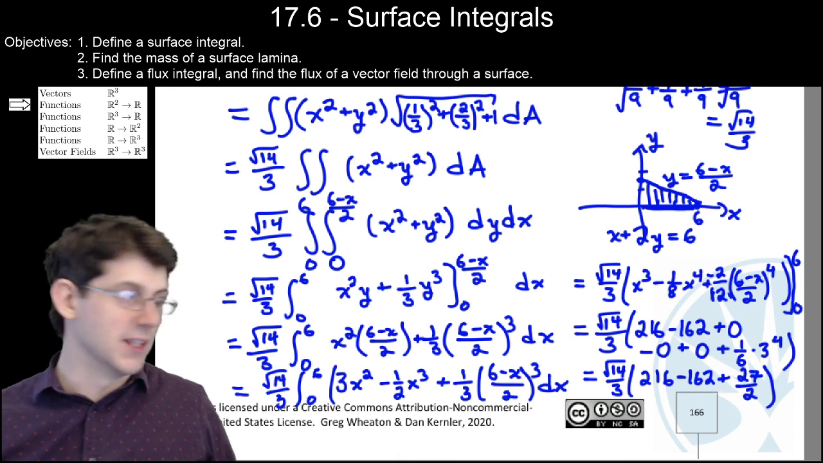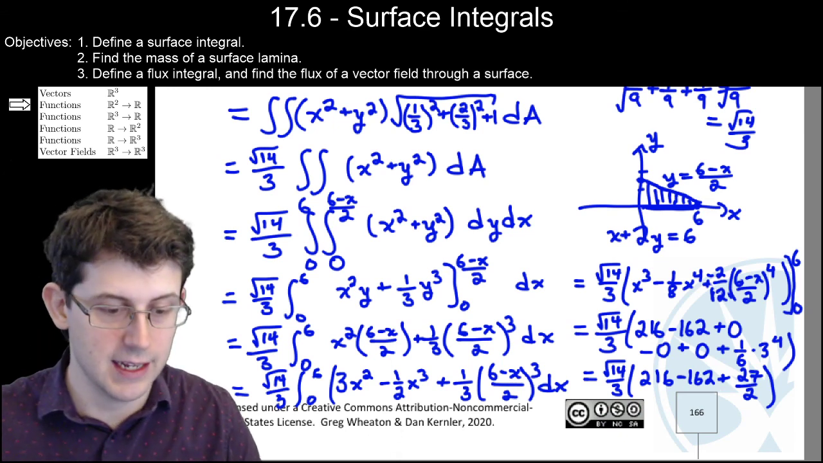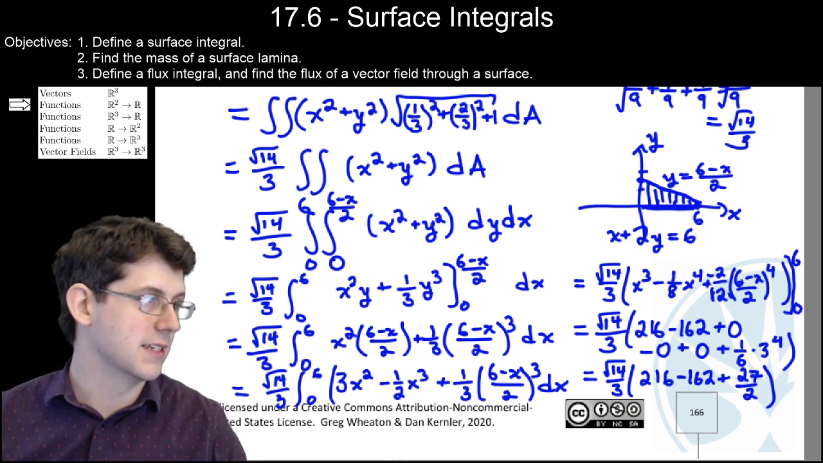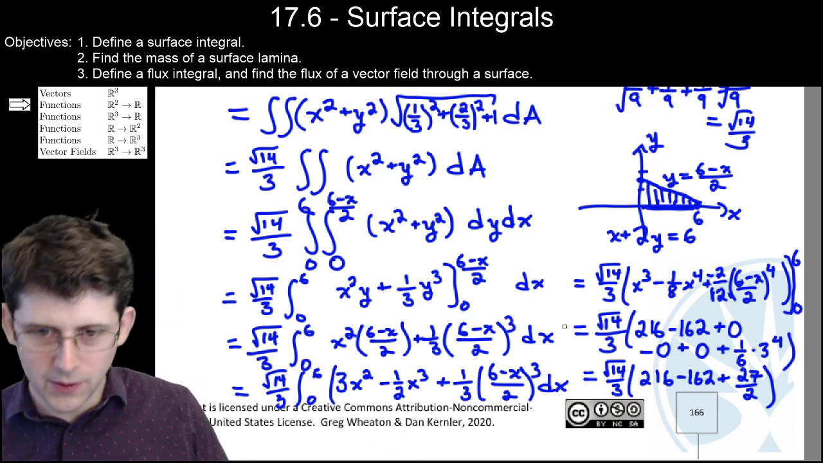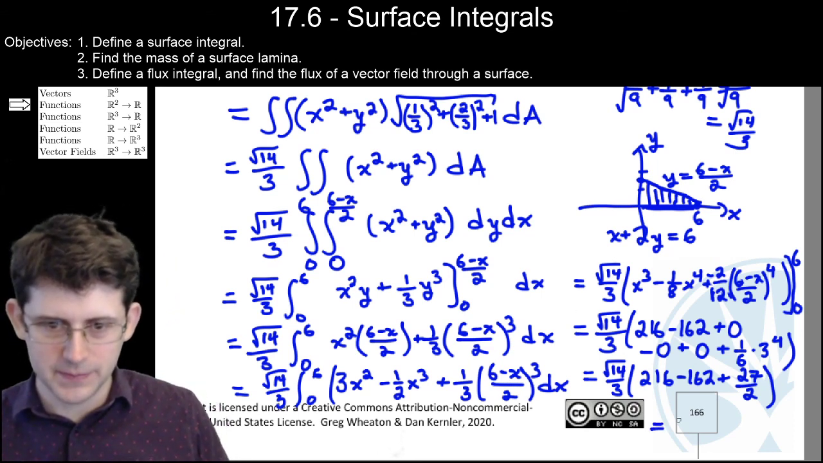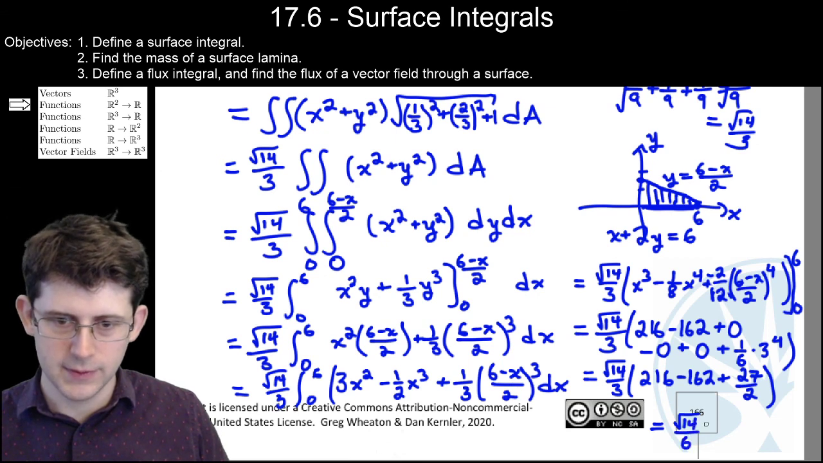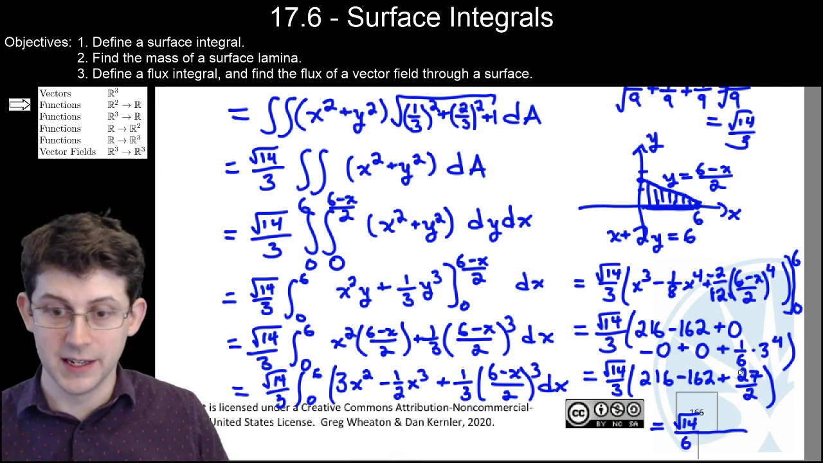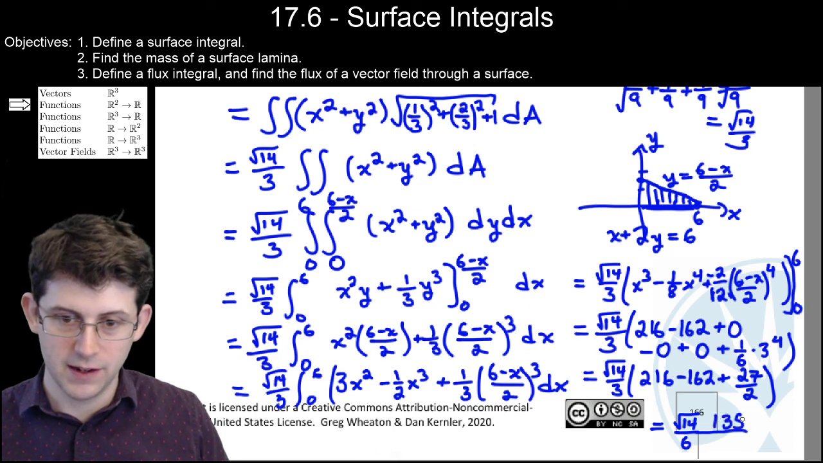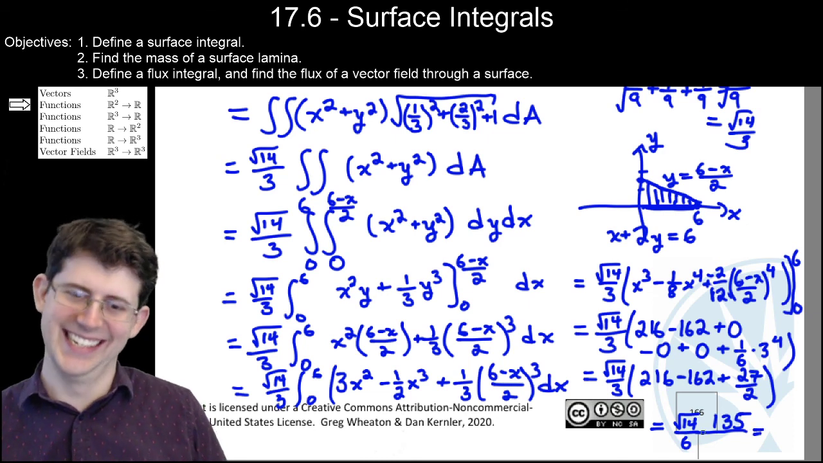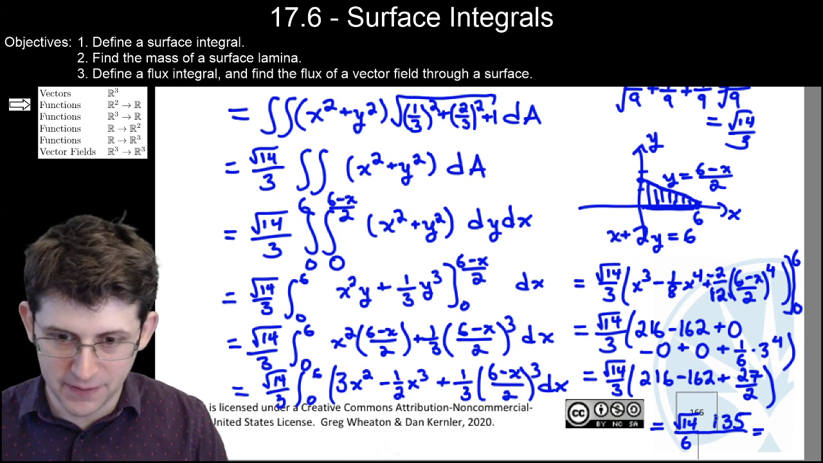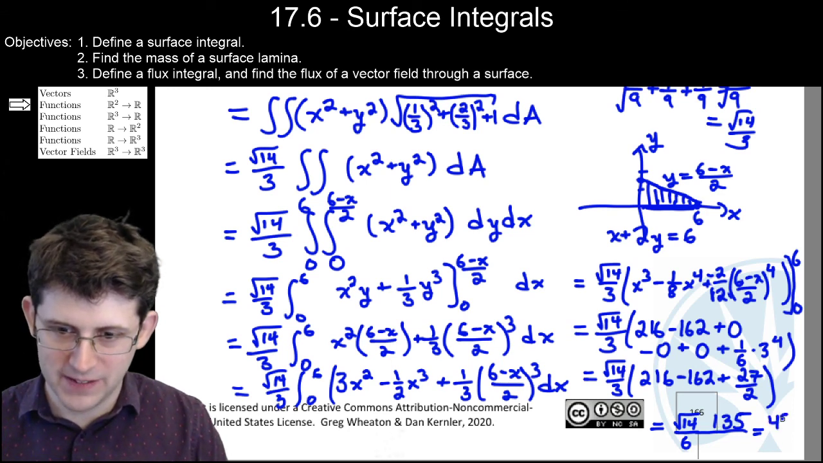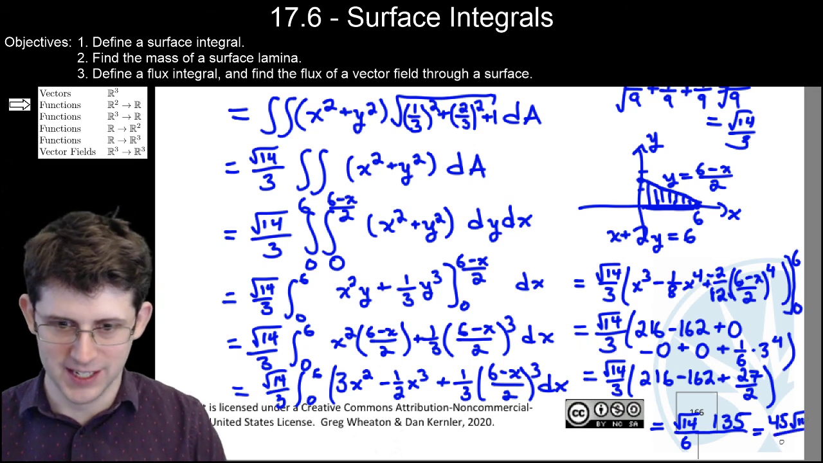I don't know that I'm really accomplishing anything by getting the exact value here, but we're doing our best. So this is 54 plus 27 over 2. So I have 108 over 2 plus 27 over 2. What is 108 plus 27? That's 135. I feel like 135 is divisible by 3. 135 divided by 3 is 45. So I have 45 root 14 over 2.